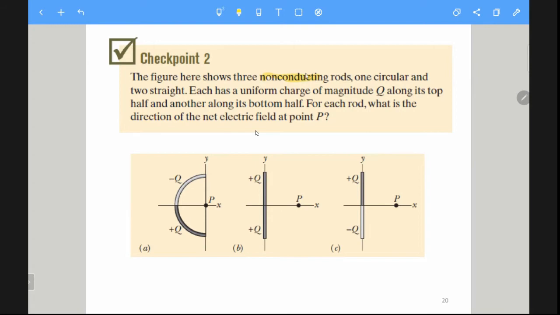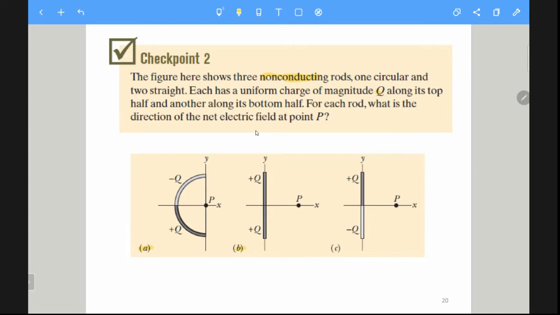Yeah, so here, let's move on. One circular and two straight. So part A is circular and B and C are straight. It has uniform charge of magnitude Q along its top half and another along its bottom half. So for each rod, what is the direction of the net electric field at point P?